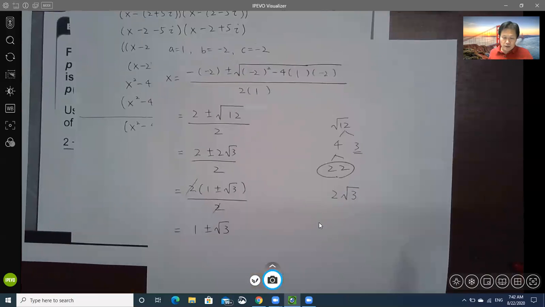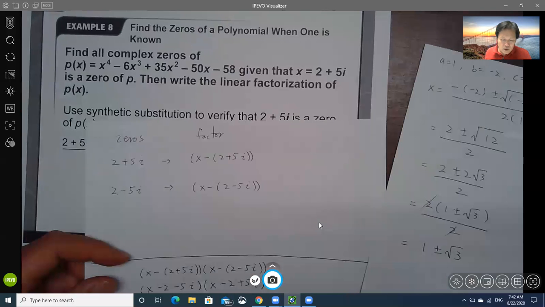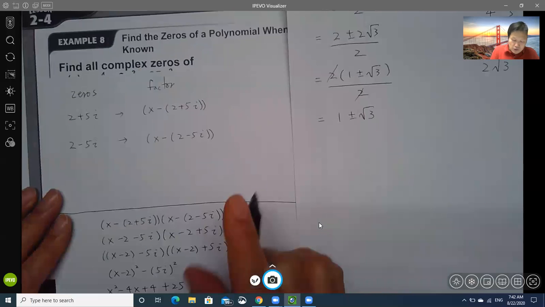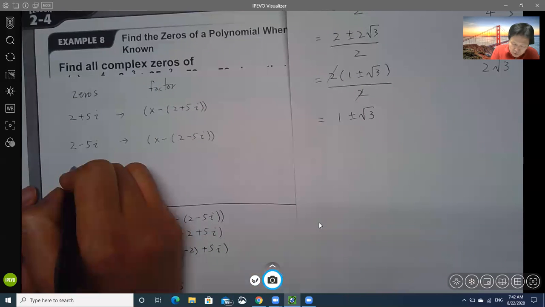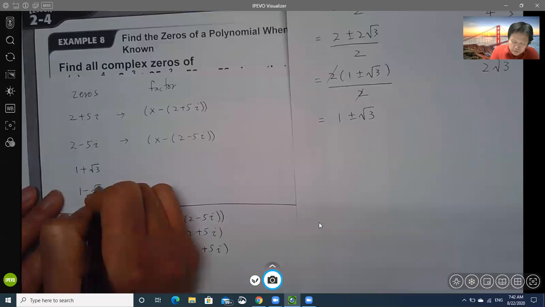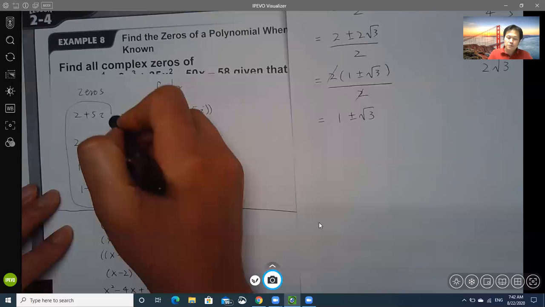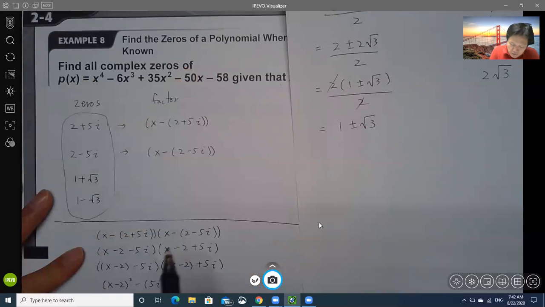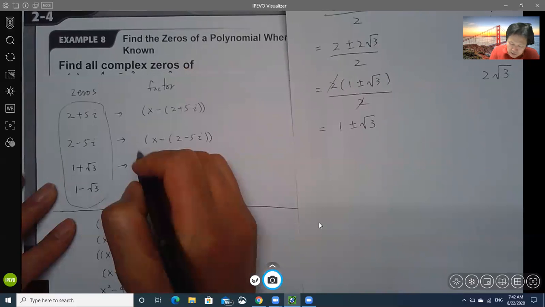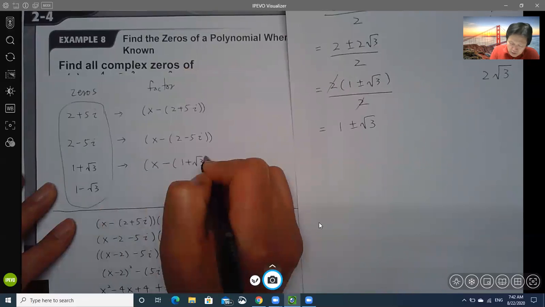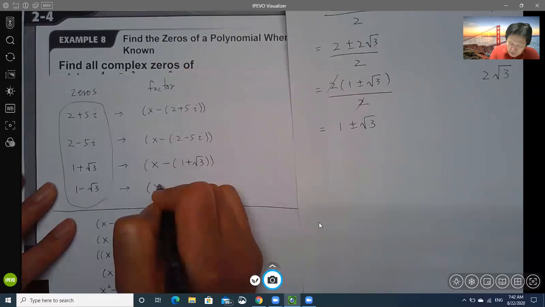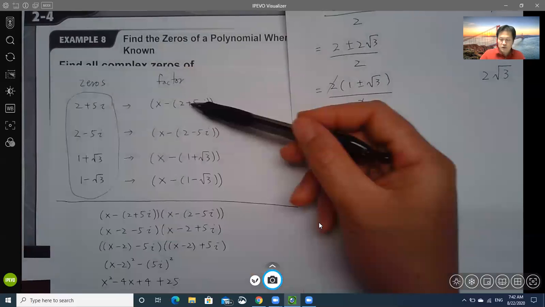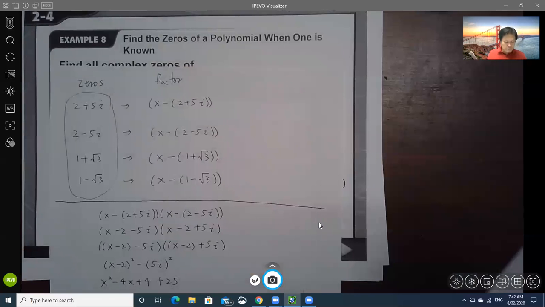So what am I saying? Find all complex zeros. We did find all. So here, the complex zeros were what? 1 plus square root of 3, 1 minus square root of 3. Okay, so those are the answers for the first part. Just to remember, the factors of that will be x minus 1 plus square root 3, and from here, you get x minus 1 minus square root 3. So for the linear factorization, you just write this all together on the same line.